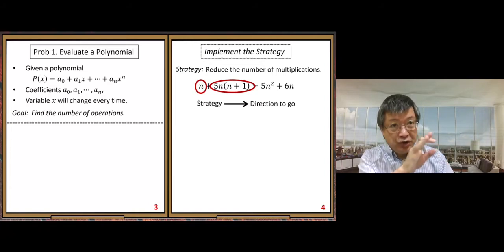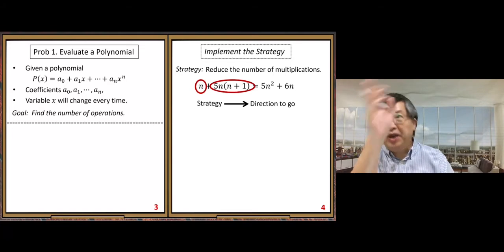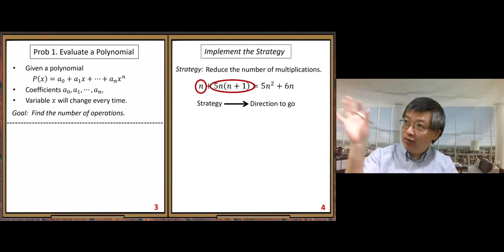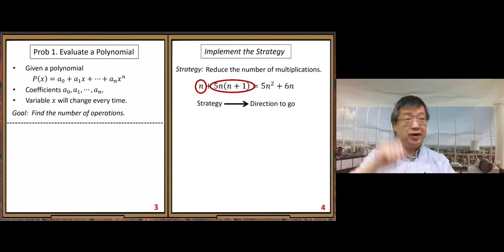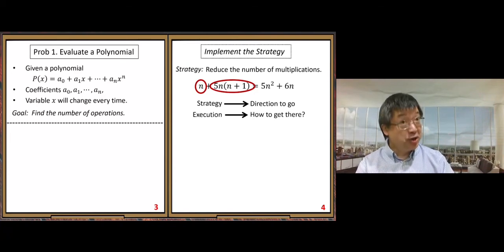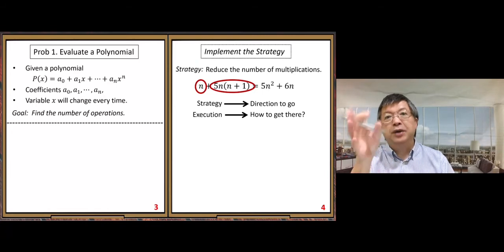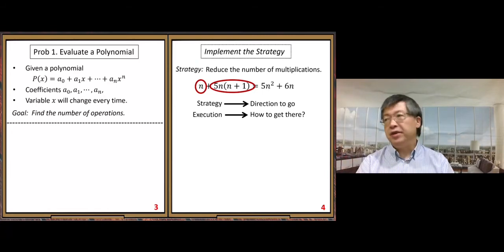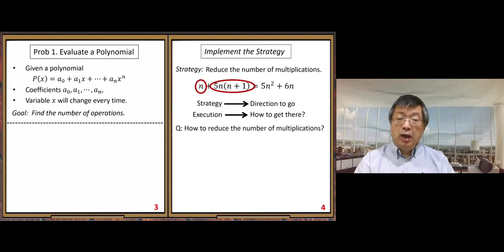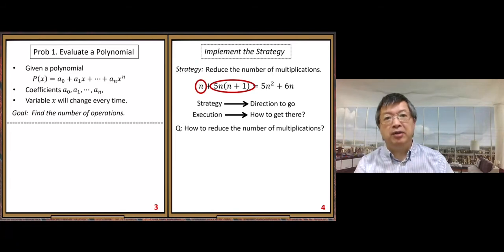Strategy usually tells us the direction to go. We know we should work on the multiplication part. That's the direction to go. Execution is also very important. It tells us how to get there. So we need this part. We need to figure out how to get there, how to implement this strategy. So let's work more here: how to reduce the number of multiplications.